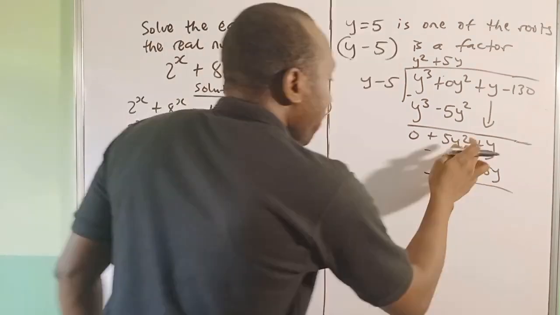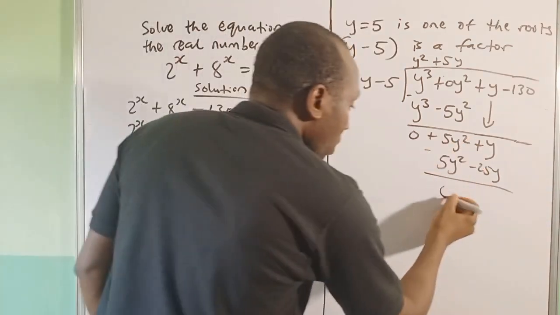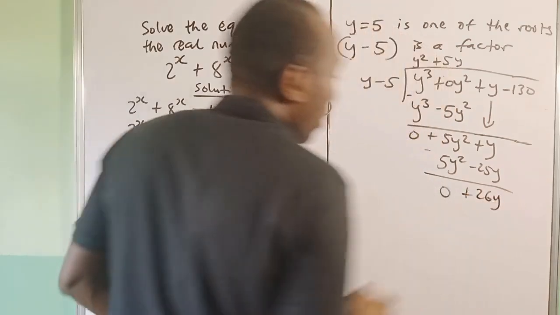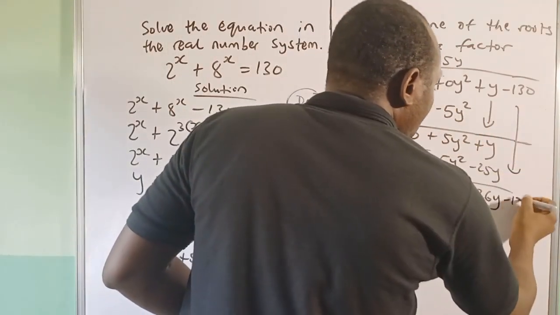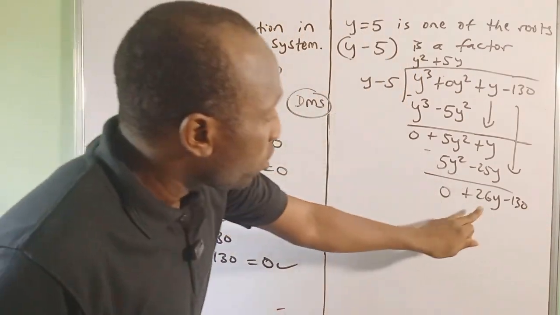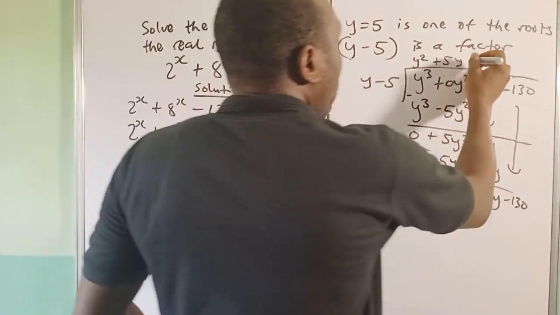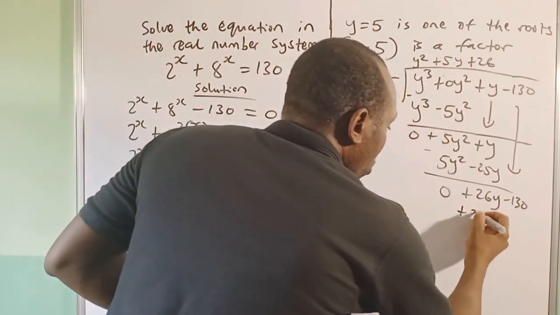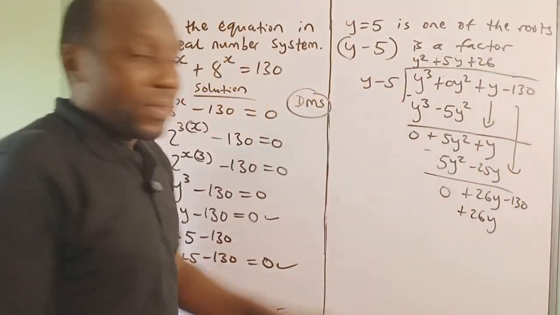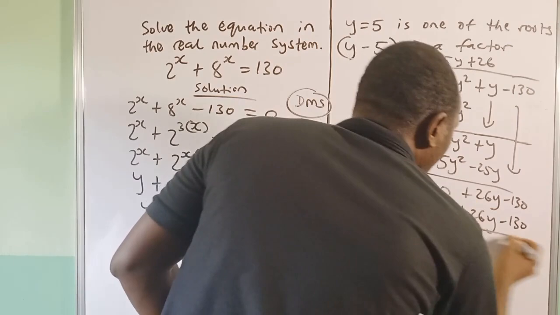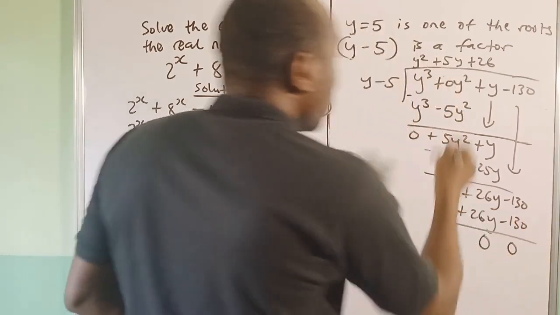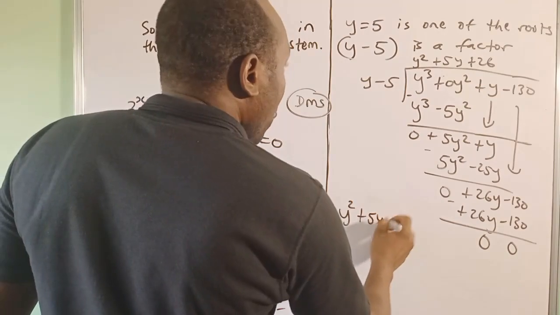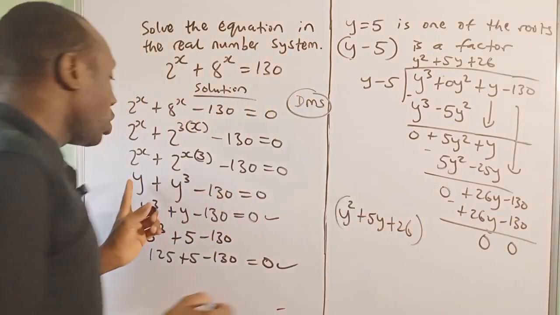Then we subtract. Let's subtract this. 5y squared minus 5y squared is 0. Y minus negative 25y is plus 26y. Okay. And let's bring down minus 130 and divide again. Y into 26y is plus 26. And then let's multiply. 26 times y is plus 26y. 26 times minus 5 is minus 130. When you subtract, you get 0 here and you get 0 here. So this is the other factor. Y squared plus 5y plus 26 is the other factor of this cubic equation.